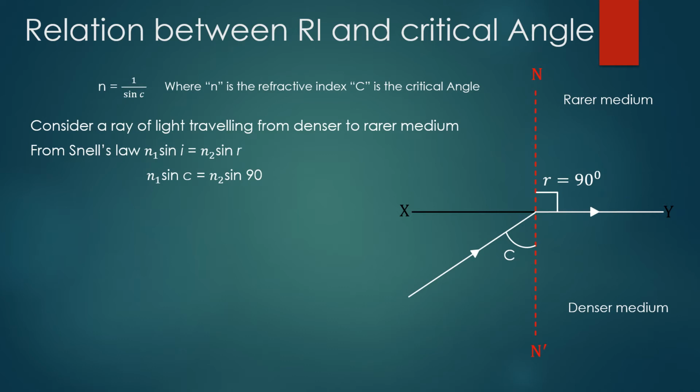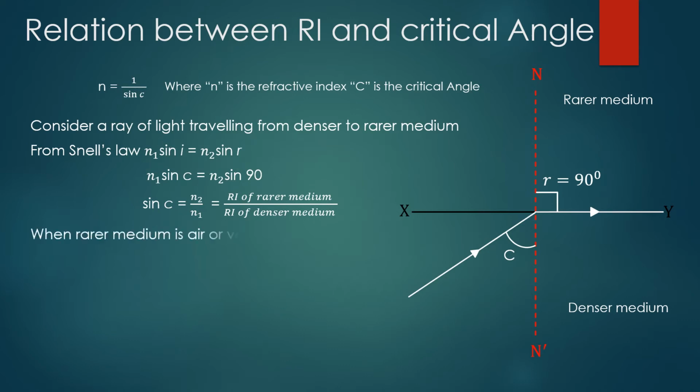So as sine 90 degree is equal to 1, we can write sine c is equal to n2 by n1, where n2 is the refractive index of rarer medium and n1 is the refractive index of denser medium. When the rarer medium is air or vacuum, we can write the equation as sine c is equal to 1 by n, where n is the refractive index of denser medium. So again we can write the equation as n is equal to 1 by sine c. From this we can say that this is the relation of refractive index and the critical angle.